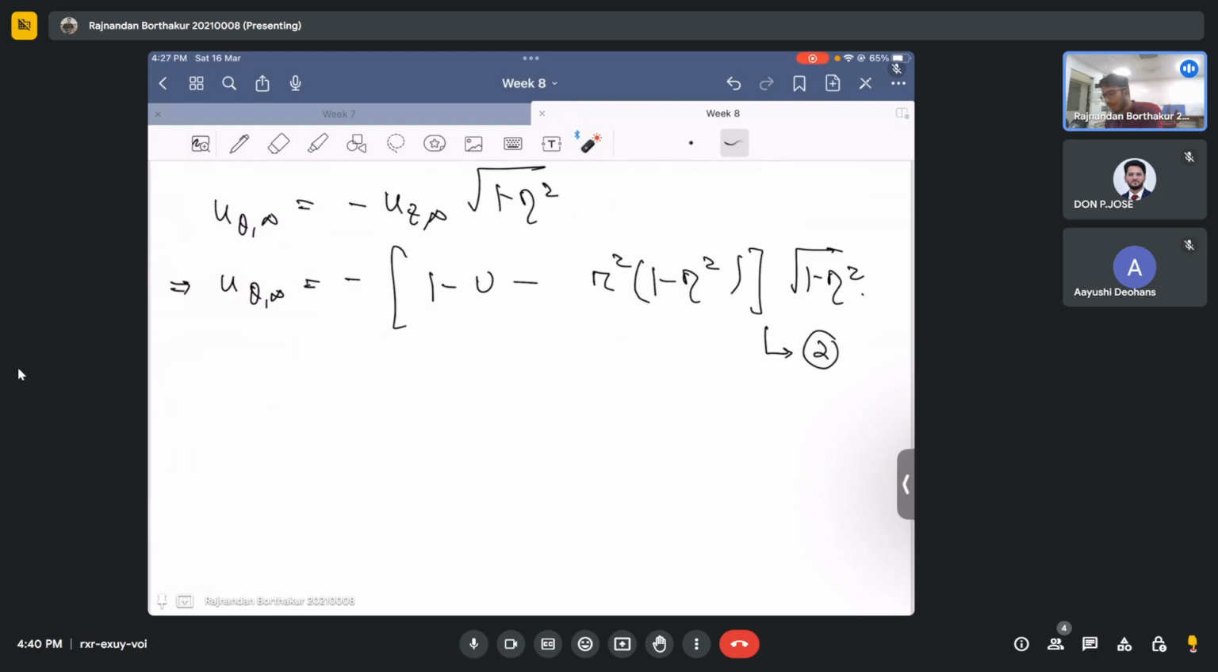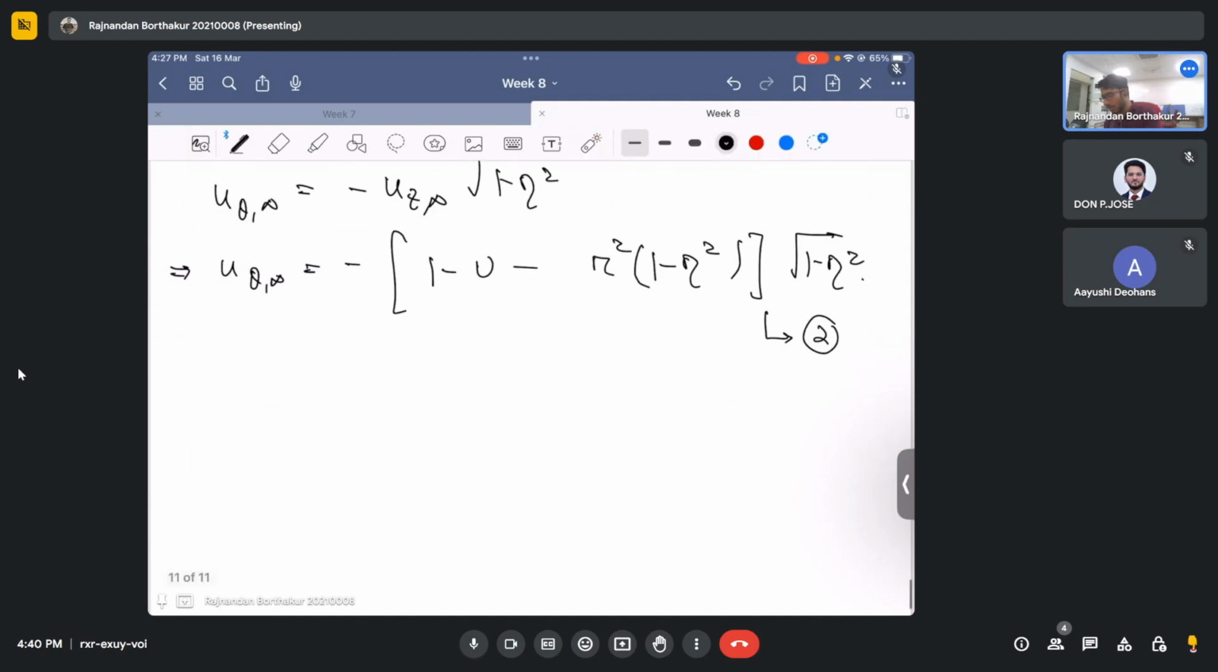So indeed we have a relation, right? Because we know that in spherical coordinates, u theta infinity in terms of the stream function looks something like this. It is 1 by square root of 1 minus eta squared, times 1 by r into del psi infinity by del r. So this is the definition of u theta infinity in terms of the stream function.